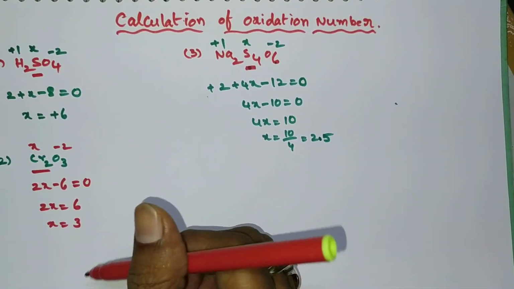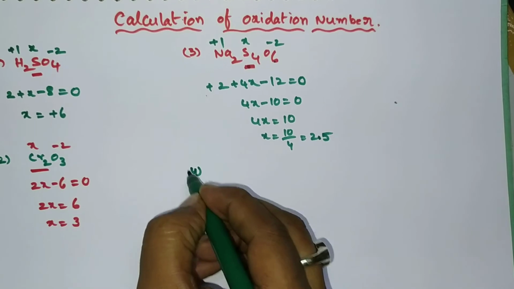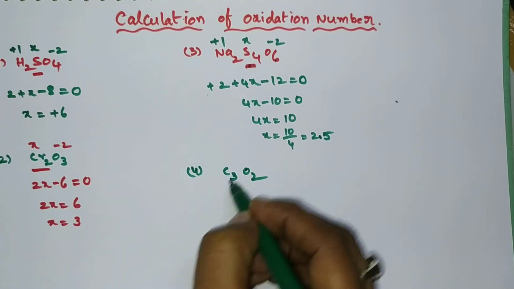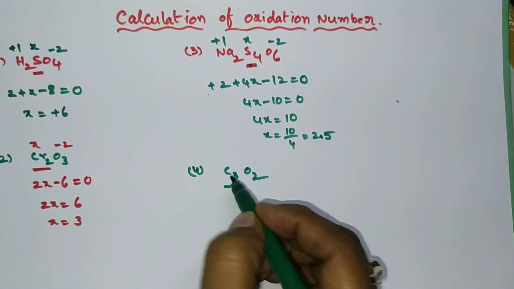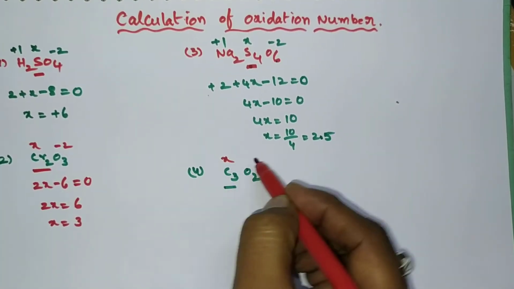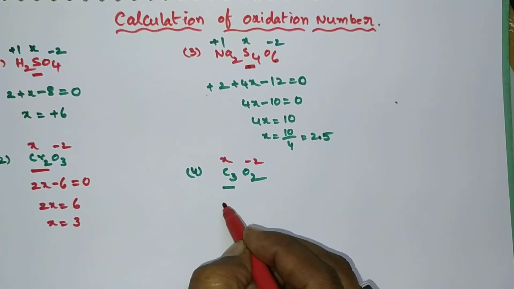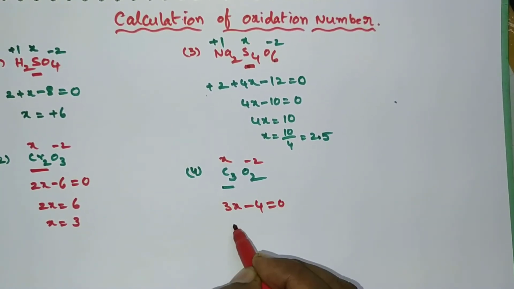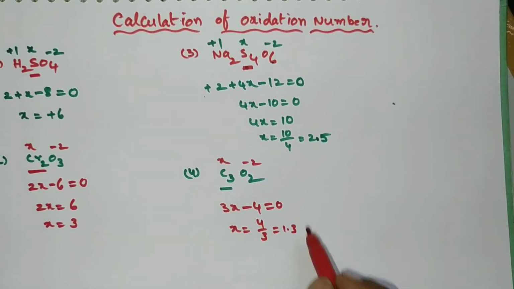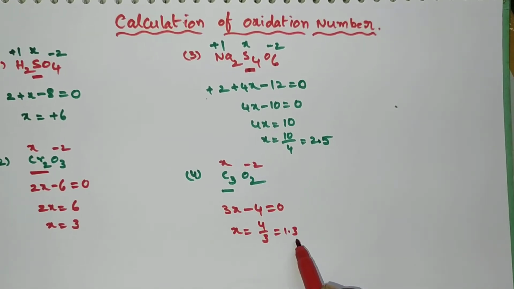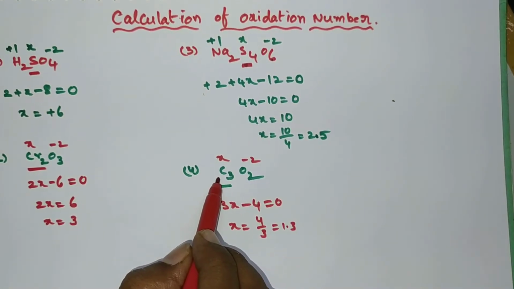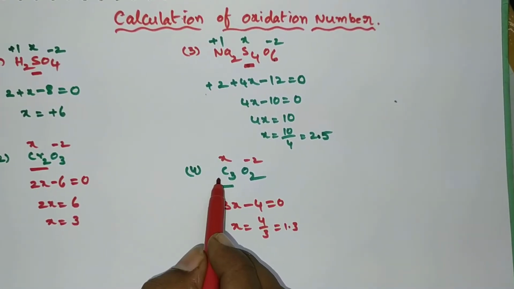Meanwhile, let us discuss another example, C3O2. Here also we have to calculate the oxidation state of carbon. There are 3 carbon atoms here. Let it be x and oxygen is -2. So that is 3x minus 4 equal to 0, x is equal to 4 by 3, that is 1.3. So here also we get a fractional oxidation state. That means this is also the average oxidation state of the 3 carbon atoms, not the exact oxidation state of each carbon.